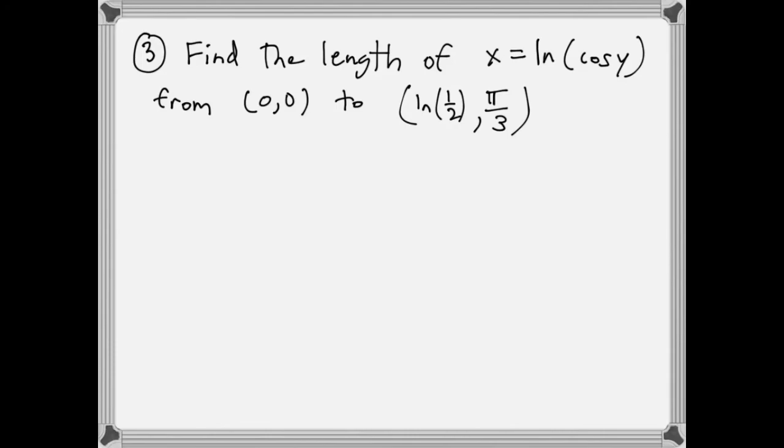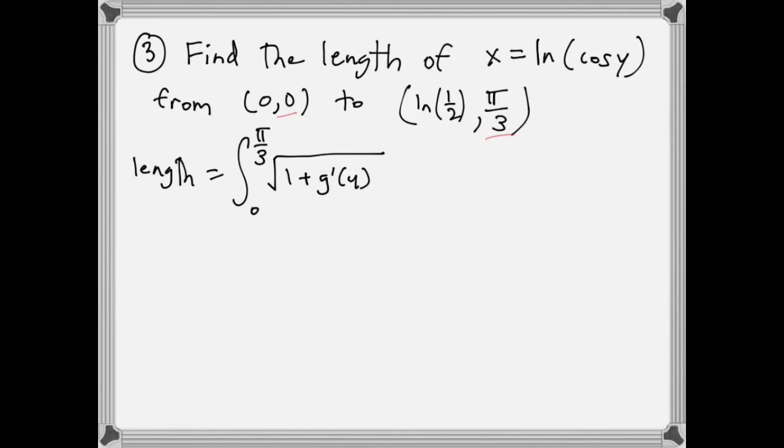We've already got our function in terms of y, don't we? So it makes sense to just look at the y values here and deal with it that way. Okay, so the length is going to equal, we're going to integrate from 0 to pi over 3, and what we're going to have to integrate is the square root of 1 plus g prime of y squared dy. Okay, so again, I'm going to do this on the next page. Let's see what that guy becomes.